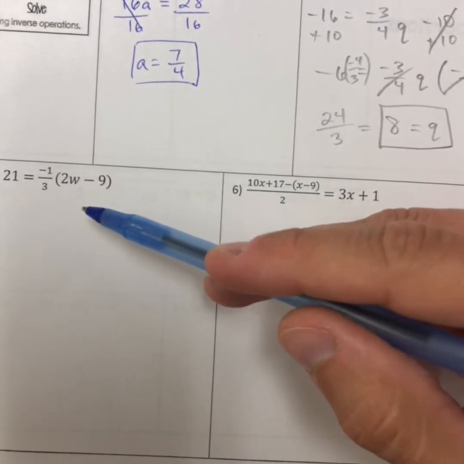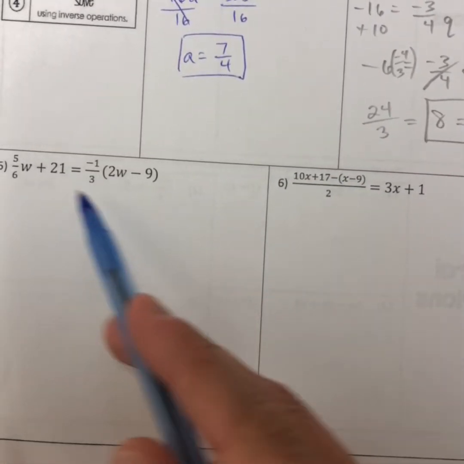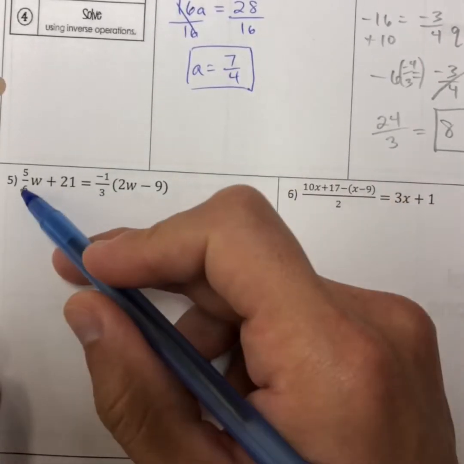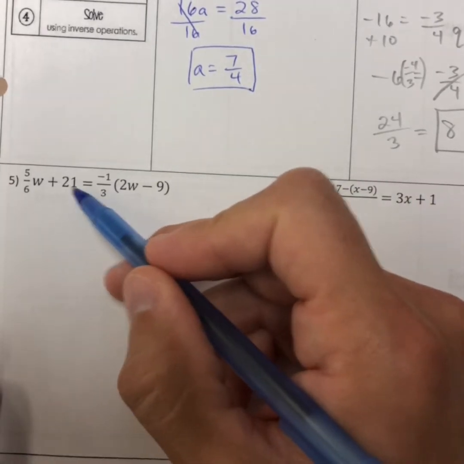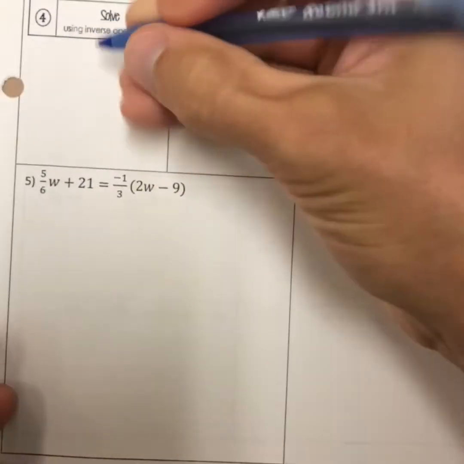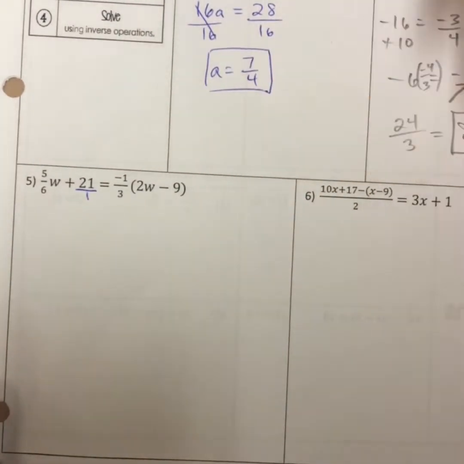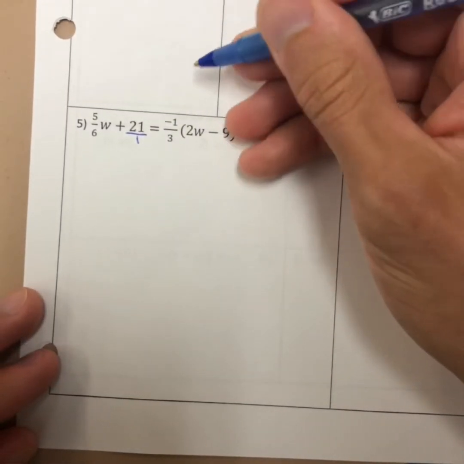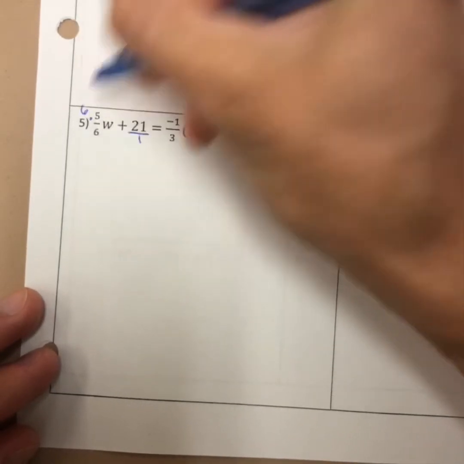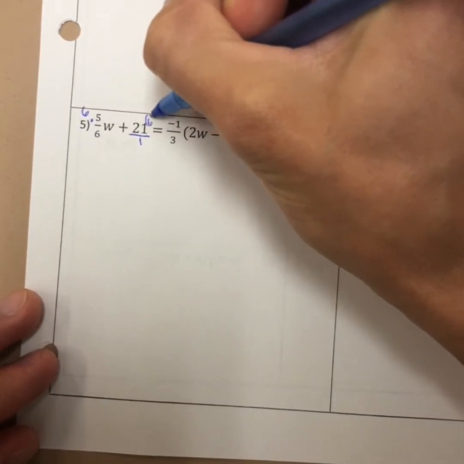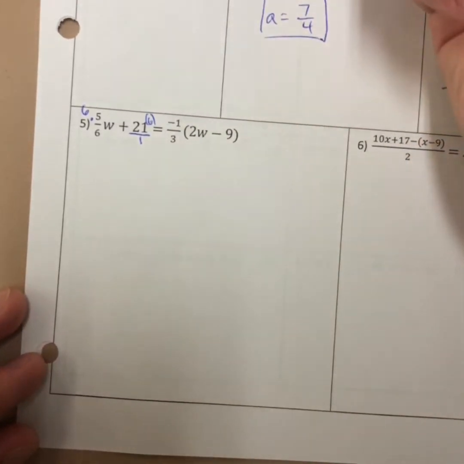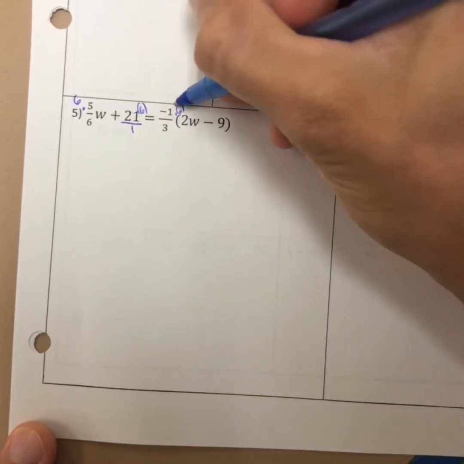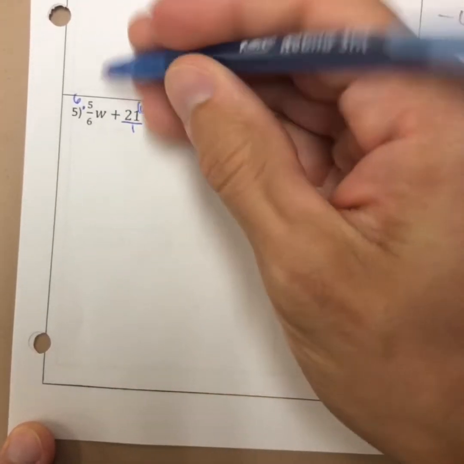Moving on here, we have some more fractions. Number 5, I would probably use a common denominator to cancel out all these fractions. I see a 3 here and a 6 over here, and technically this 21 just has a 1 over it, so you can feel free to write that in there. Then I would multiply everything by the least common denominator, which is 6. So I multiply this by 6, and I can't forget the 21, I have to multiply that by 6, and also this -1/3 would also have to be multiplied by 6 as well. Once we do that, it should cancel out all our fractions.